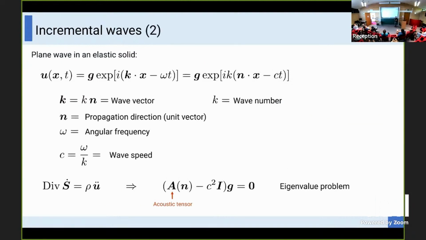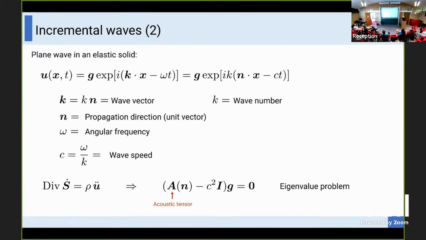Okay, now consider a plane wave in a prestressed elastic solid in a standard form where k is the wave vector, the scalar k is the wave number, n is a unit vector, the direction of propagation of the wave, omega the angular frequency, and c equals omega over k is the wave speed. So from the incremental governing equation, you obtain the usual eigenvalue problem governing acoustic waves in a solid. Here this tensor A, a function of n, is the so-called acoustic tensor.